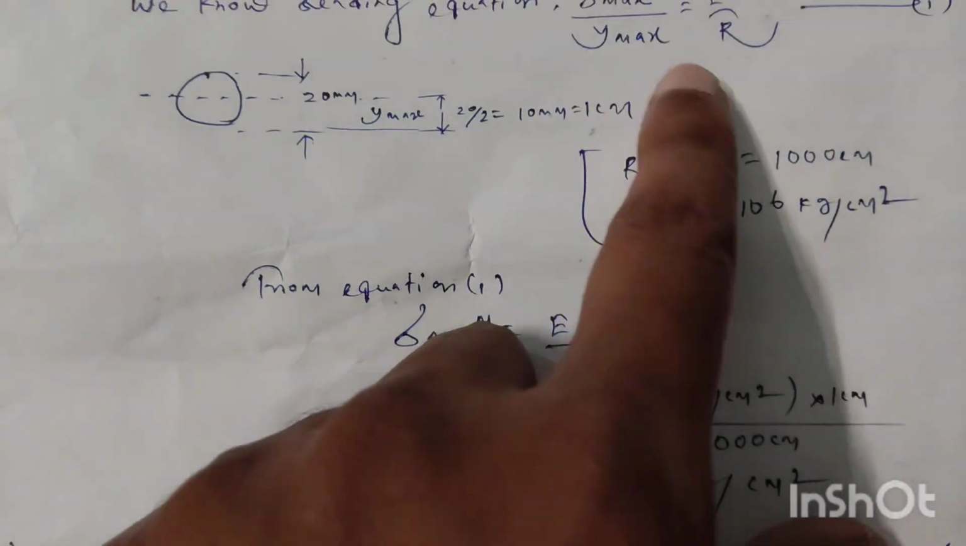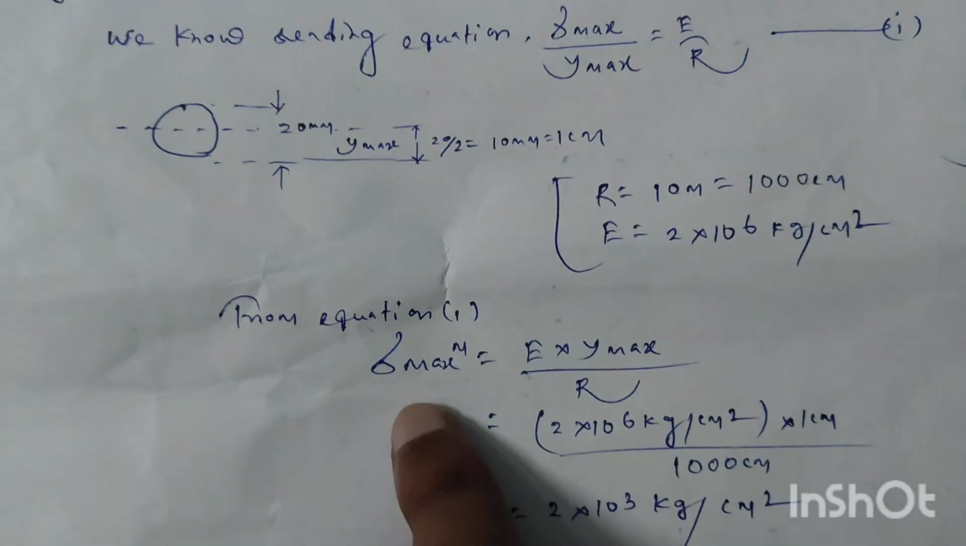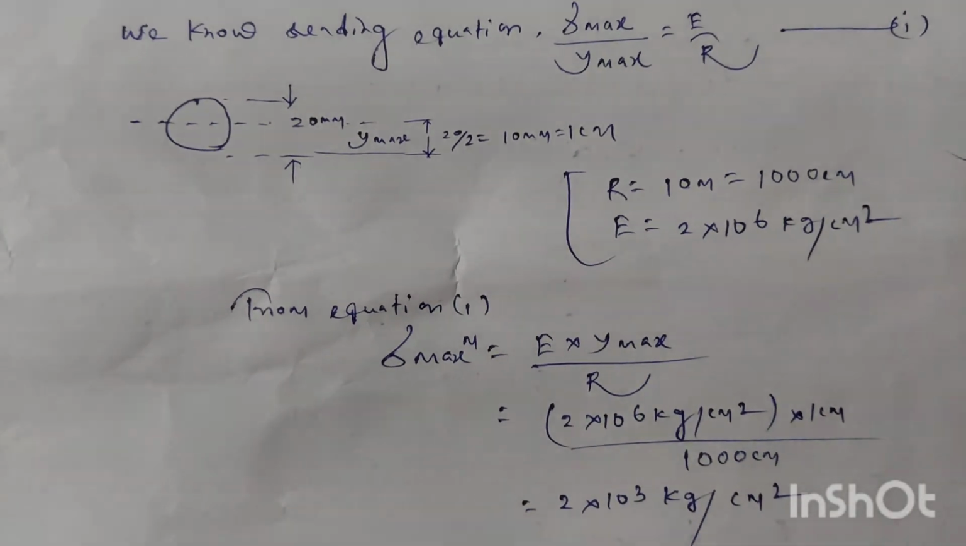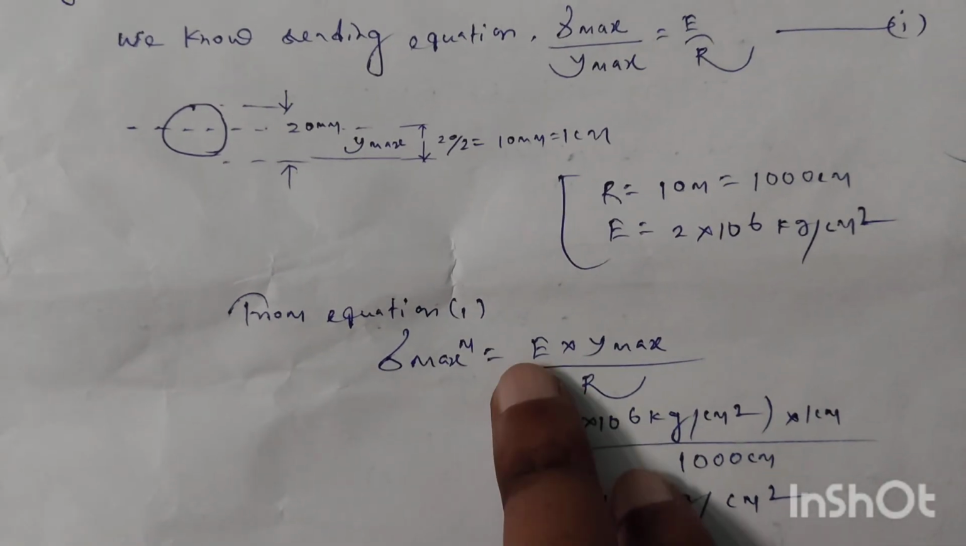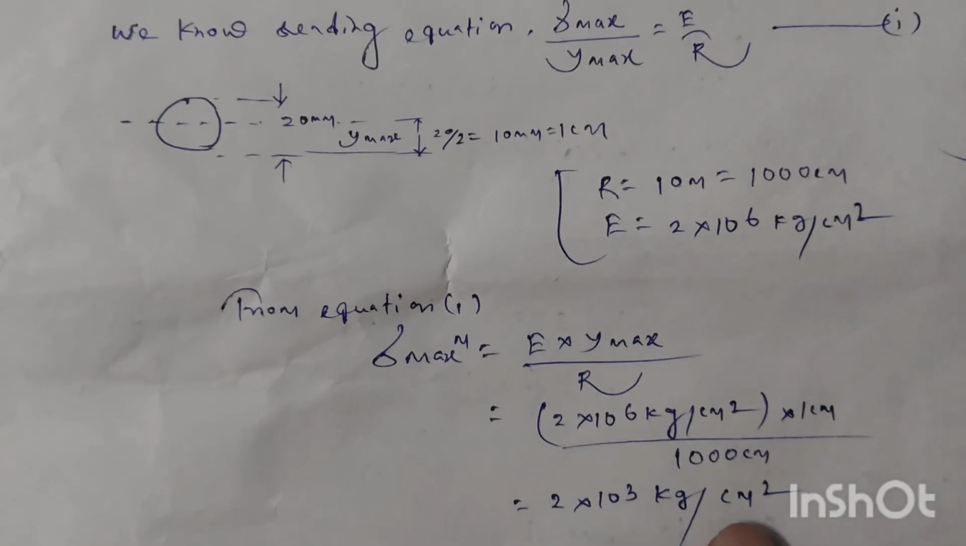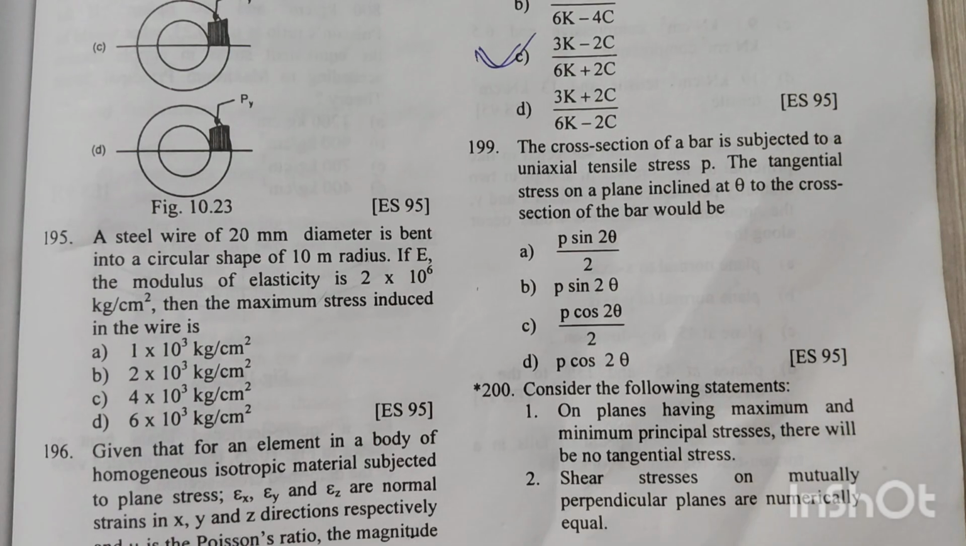So from equation number 1, the bending equation, sigma max will be equal to E into y max divided by R. By putting the values of E, y max and R into this formula, sigma maximum will be equal to 2 into 10 to the power 3 kg per centimeter square. Option B is the right answer.